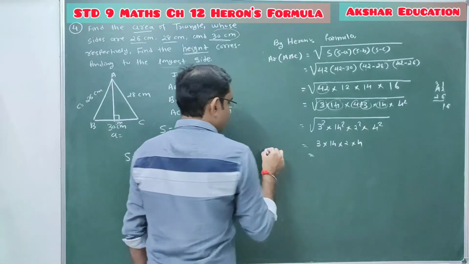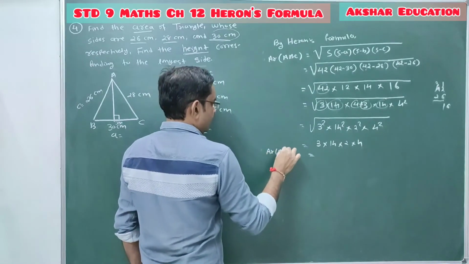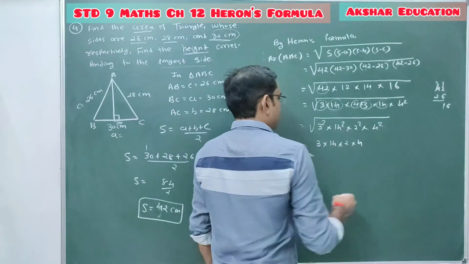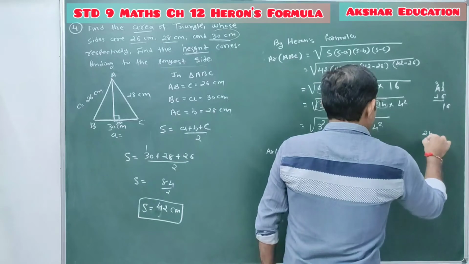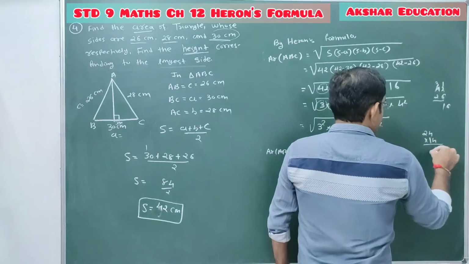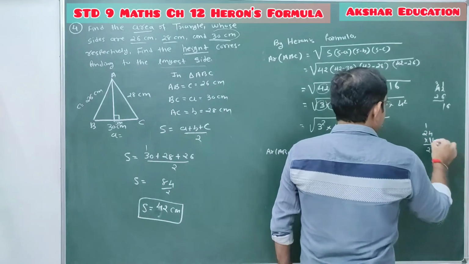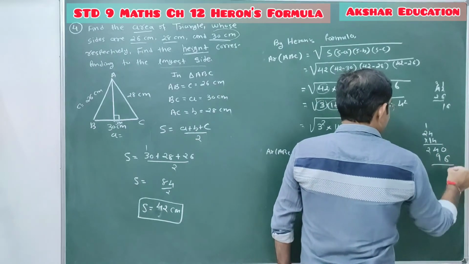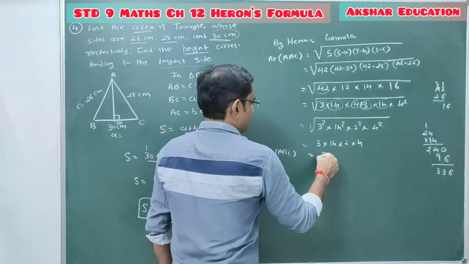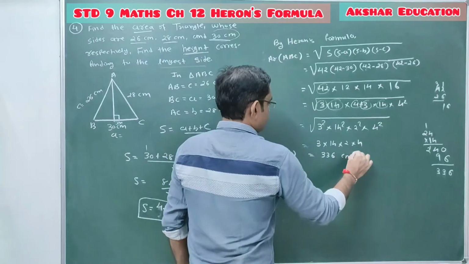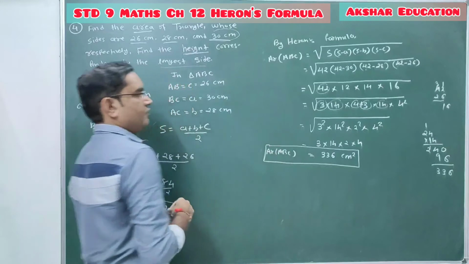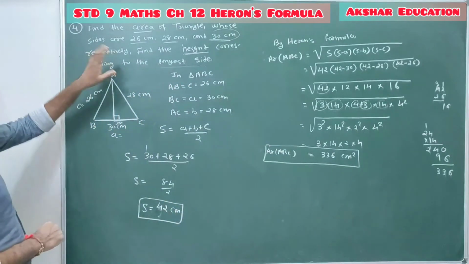So this is the area of triangle ABC. What is the multiplication? 4 2s are 8, 3 8s are 24. 24 multiplied by 14: 4 4s are 16, 4 2s are 8 plus 1 is 9, then 3 1 is 3. So it's 336 centimeter square. This is the area of the triangle. This is the first part: find the area of the triangle.